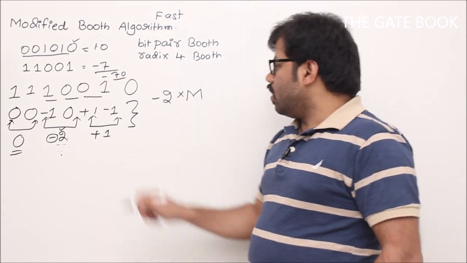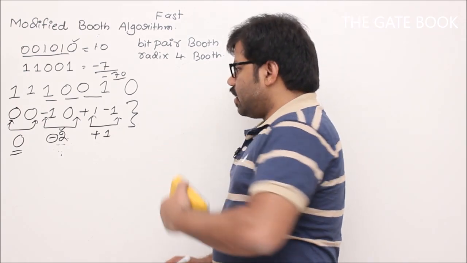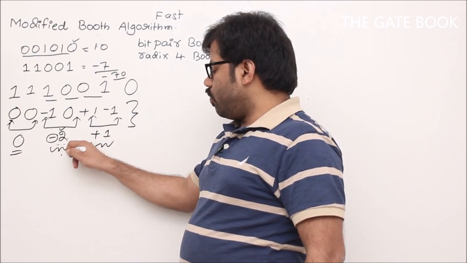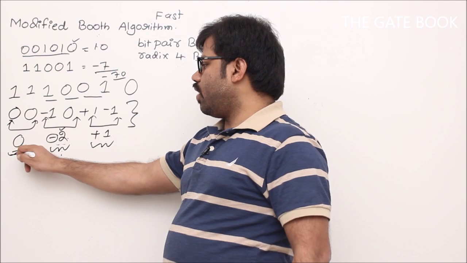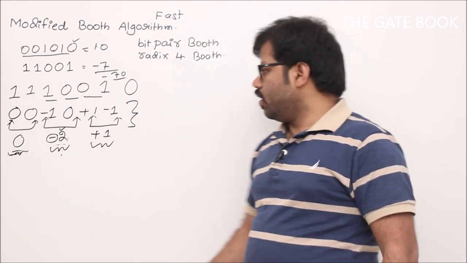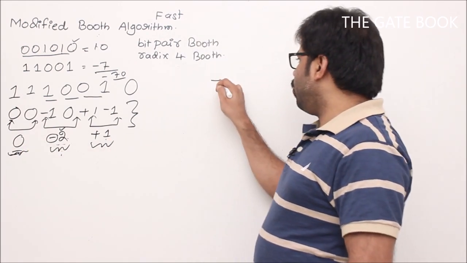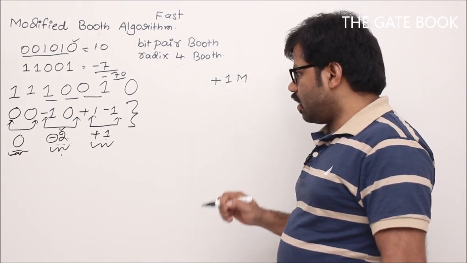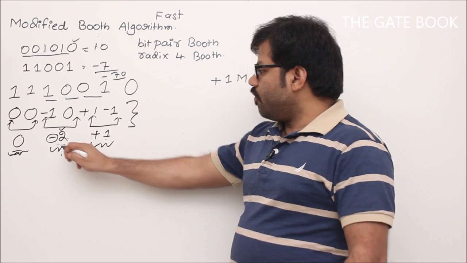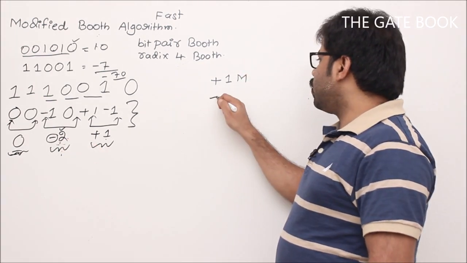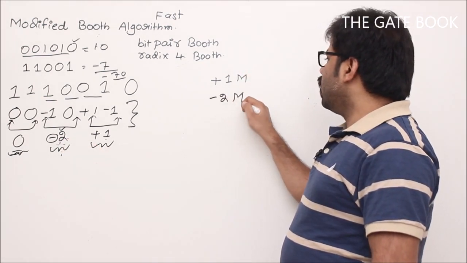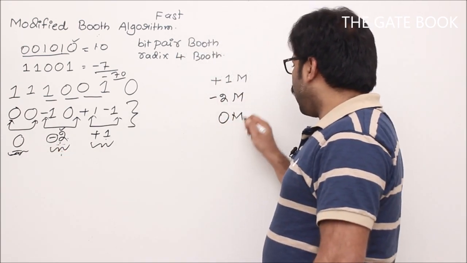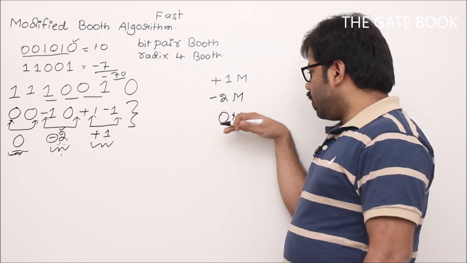Second thing, we will see the actions. That means whenever you see +1, what are you going to do? Whenever you have -2, what are you going to do? Whenever you have 0, what are you going to do? Whenever you see +1, then you will be doing +1 into m. So that is a summand, otherwise your partial product. Whenever we have -2, then we should do -2 into m. Whenever you have 0, then we have to do 0 into m. That means no addition, right?